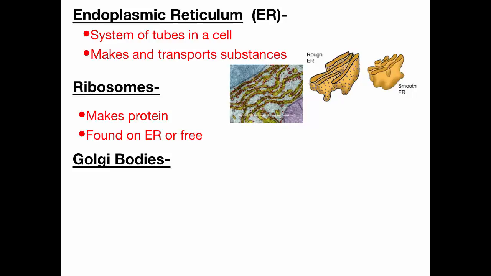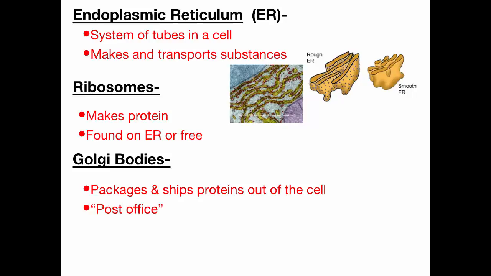Next organelle, the Golgi bodies. Golgi bodies package up proteins that are going to be sent out of the cell, and they get them ready to be released. It's kind of like the post office of the cell. That packages up things and sends them out.